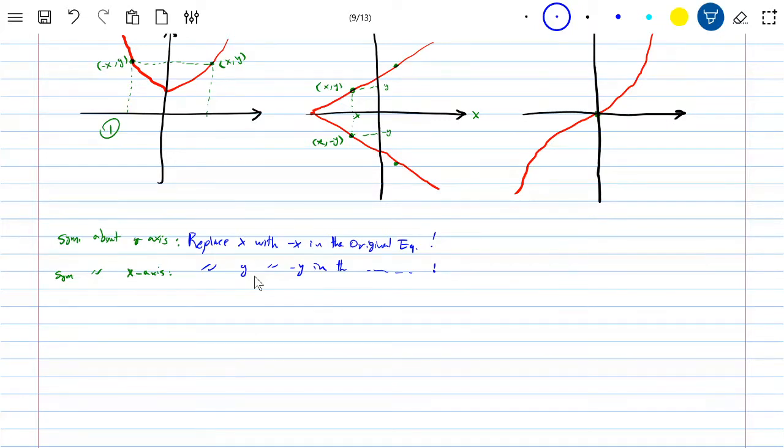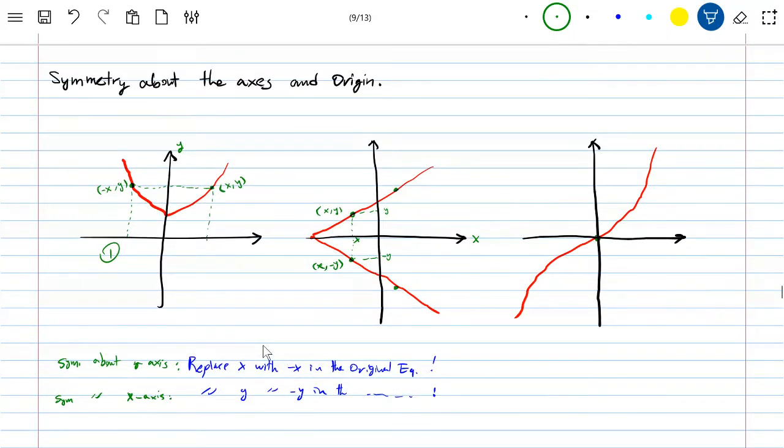How about the origin? If you look at symmetry about the origin, if you pick a point on the graph and say it's symmetric about the origin, that means exactly reflected on the other side should be a point with the same x value but opposite sign, and the same y value, opposite sign. So if the point x, y belongs to the graph, then the point negative x, negative y must belong to the graph as well.